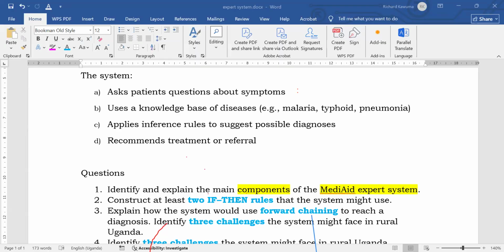Via the user interface, okay? Now, after this user has entered information via the user interface, that data is going to be stored in a working memory, which we have talked about as a temporary memory. Okay, so it is going to be stored. And when it is stored there, the inference engine is going to apply its rules from the knowledge base.